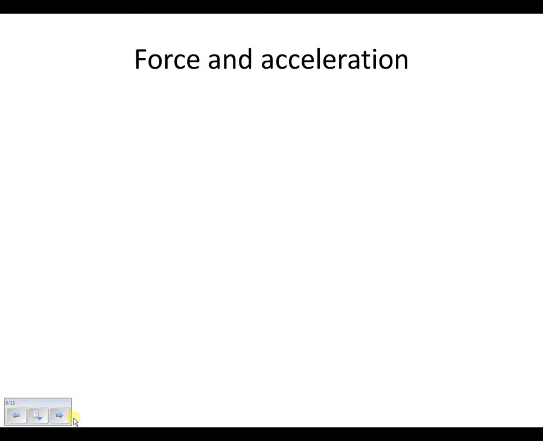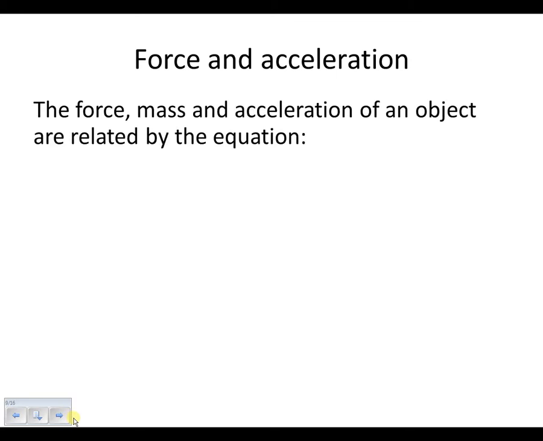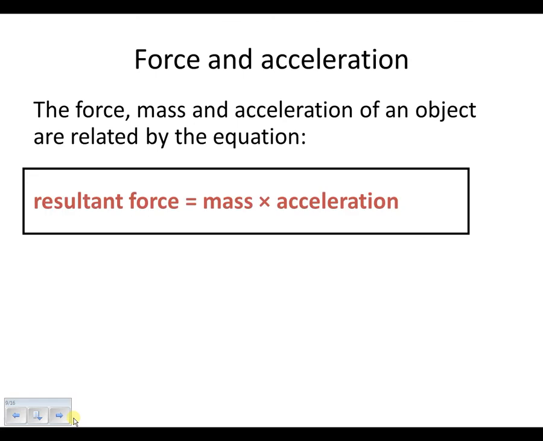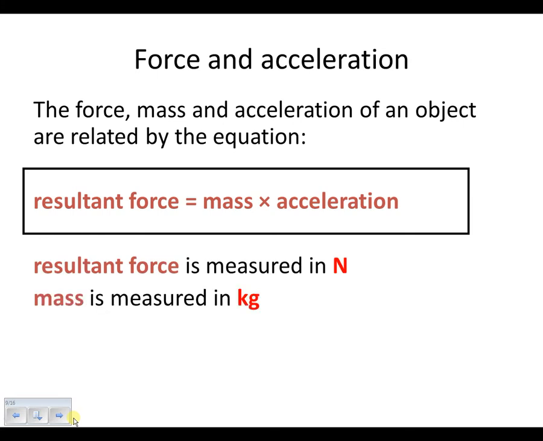So let's get to the business end of it. This is one of Newton's most famous equations. The resultant force F is equal to ma. F is equal to ma. Resultant force F is measured in newtons, mass is measured in kilograms, acceleration is measured in meters per second squared. You need to note these units. If you're given masses in any other units apart from kilograms, you've got to convert to kilograms first in order for this equation to work.